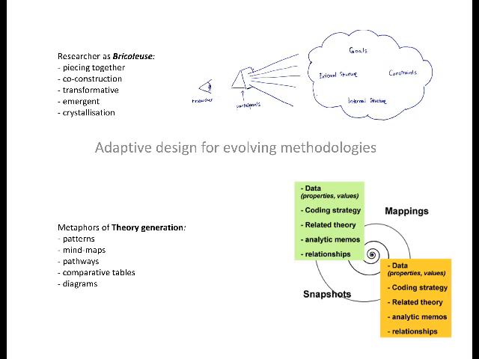Some of this is actually supported through the writing process, and then you need to go back and redo some of your analysis, or you might need to follow a particular pathway and collect new data, which would completely affect your coding strategy and the way that you're looking at your data in general.